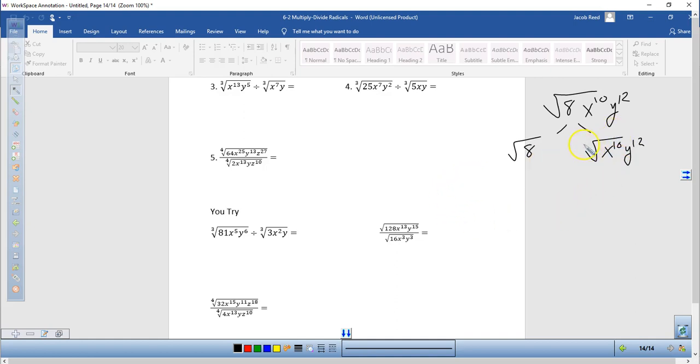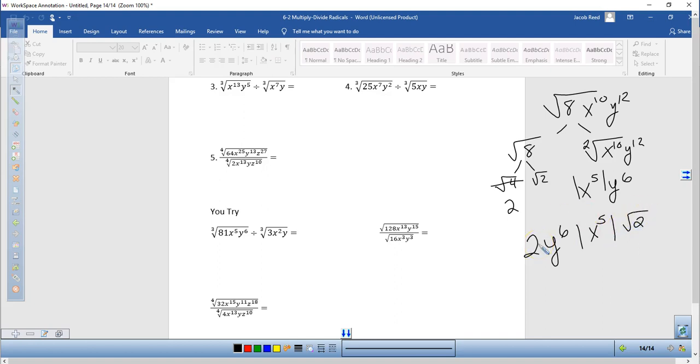Dealing with variables, remember index is 2, means we're looking at even index, could have absolute values. X to the 10th, breaking into groups of 2's, we've got x to the 5th. Y to the 12 breaking into groups, we've got 6, so this one has to have absolute values. 8, perfect square list, we know this square root of 4 and square root of 2, square root of 4 is 2. Can't do anything with this one. Writing out my answer, 2 y to the 6th, absolute value, x to the 5th, square root of 2.